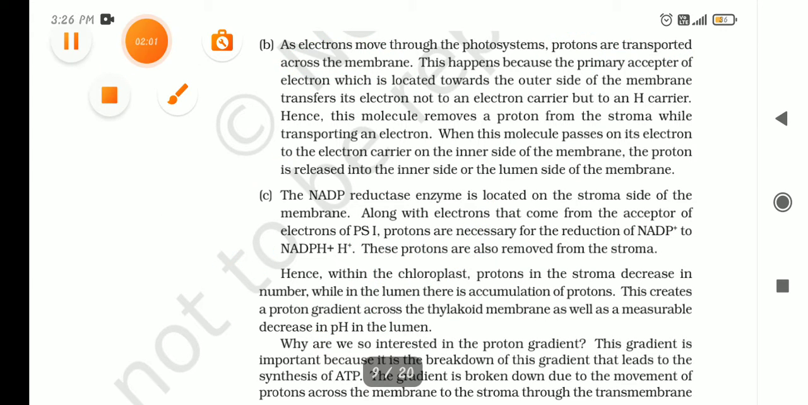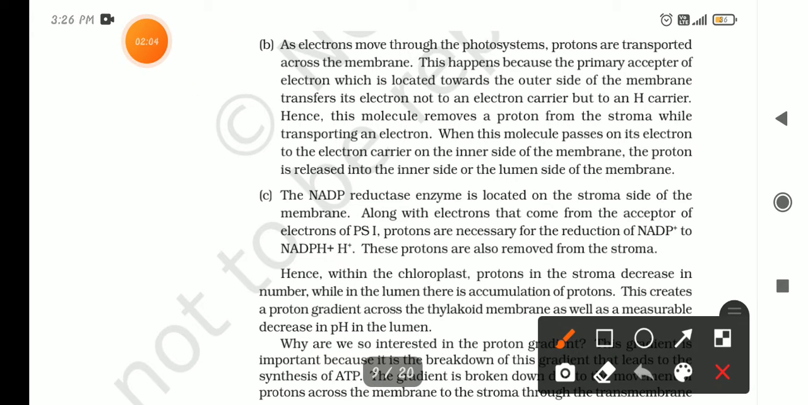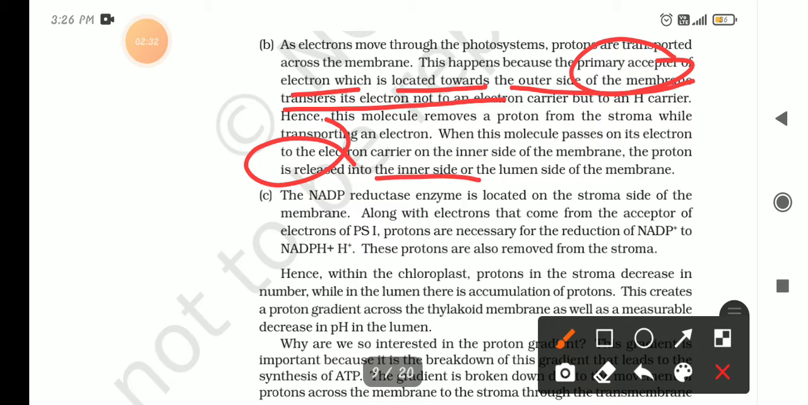Next it is saying that this happens because the primary acceptor of the electron is located towards the outer side of the membrane and transfers its electron not to an electron carrier but to the H carrier. So the molecule removes a proton from the stroma and transports an electron, while this molecule passes on its electron to the electron carrier on the inner side of the membrane, and the protons are therefore released in the inner side or the lumen of the membrane. Next, what happens?